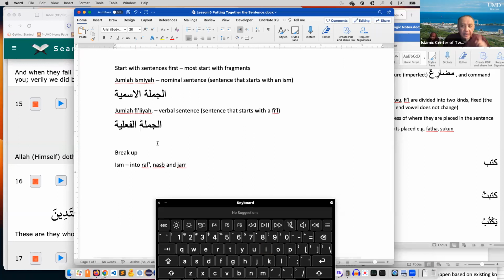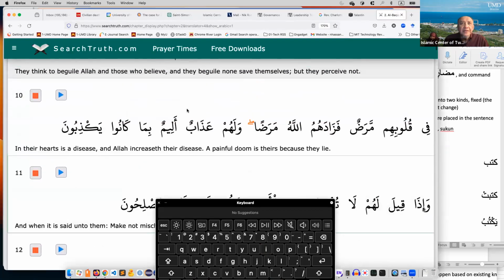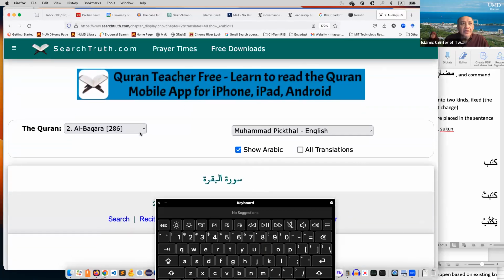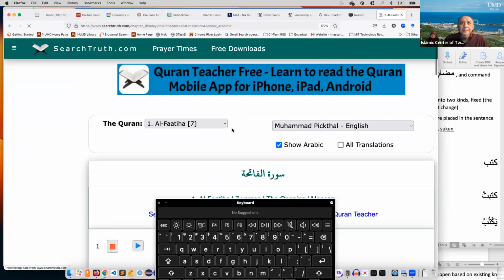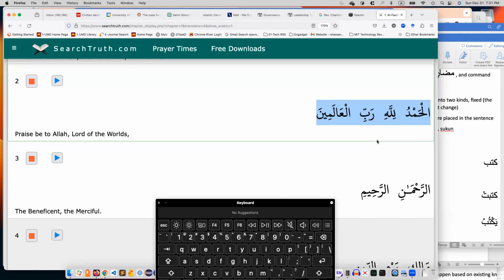So just remember that. Let me give you a simple example of the sentences that we know. So let's go to Al-Fatiha. I think Fatiha is easier, so let's start with that. So this is Alhamdulillahi Rabbil Alameen. Alhamdulillah. So very clear what the sentence starts with, right? What do you think it starts with, an ism or a fi'l? Ism. Yeah, it's very clear.